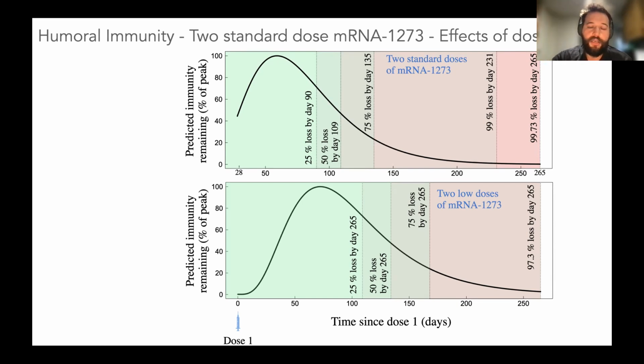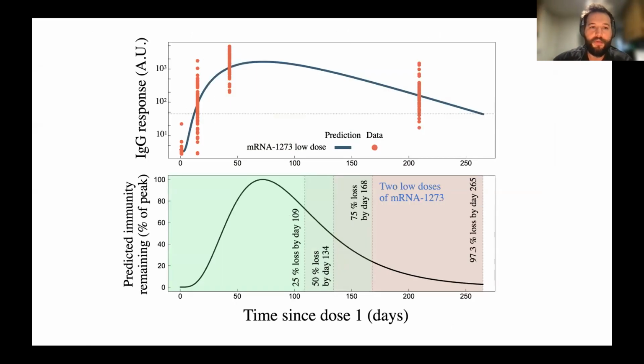Again, we normalize by peak response, and essentially what we find is that the decay from peak for 2 low doses is much slower. For example, 75% loss, oh, there's a typo here. It says they're all day 265. I apologize for that. It's not like that in the table I have coming after this. But essentially what we find for 2 low doses is that all the milestones occur much later in time, so the peak-relative decay is slower compared to 2 standard doses.